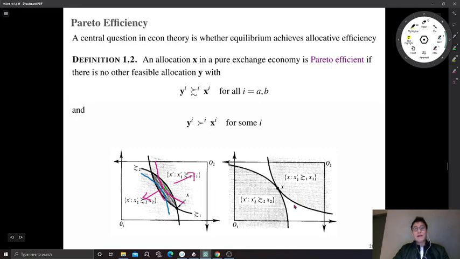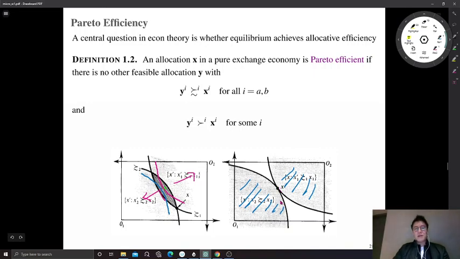And the diagram on the right side shows one example of efficient allocation. So X is Pareto efficient, right? Because in order to make consumer A better off, we have to move this allocation X to this region. On the other hand, if we want to make consumer B better off, we have to move that allocation X to this region. And they are disjoint, meaning that there is no other way to make both consumers better off. So allocation X is Pareto efficient.